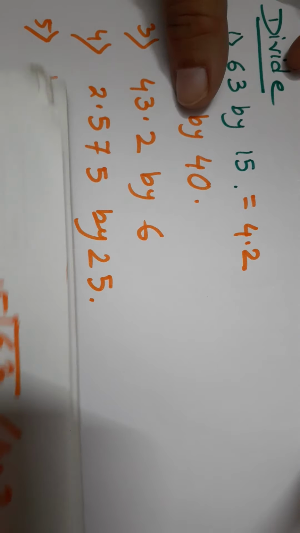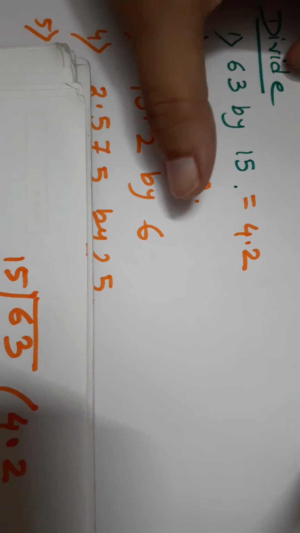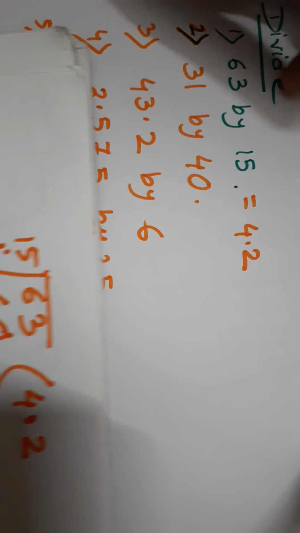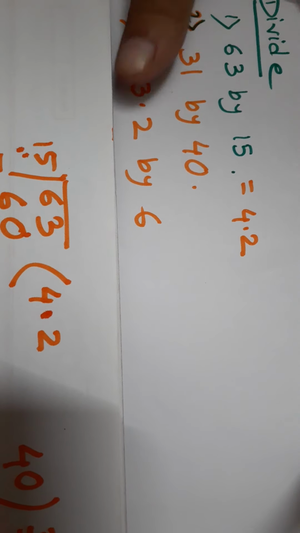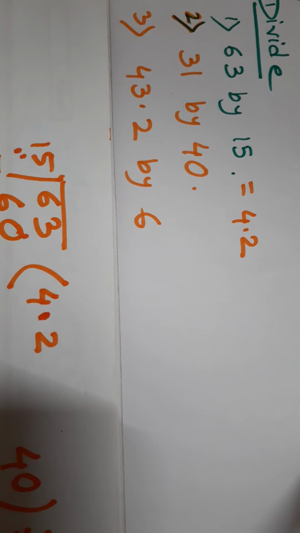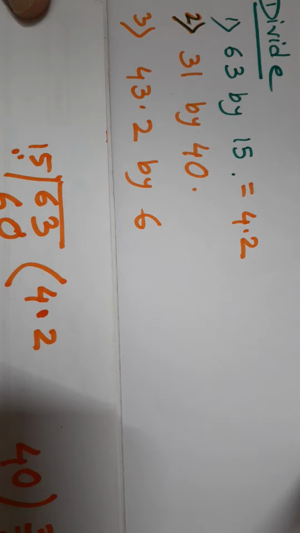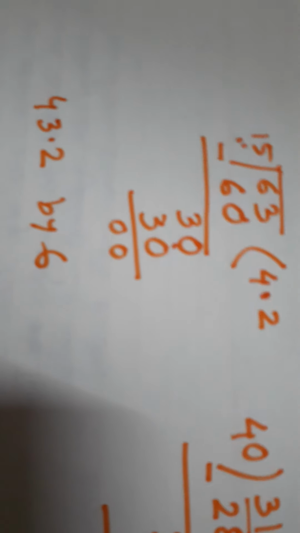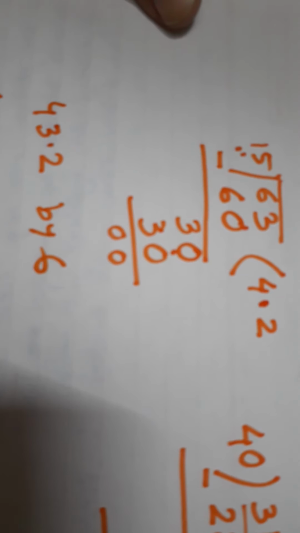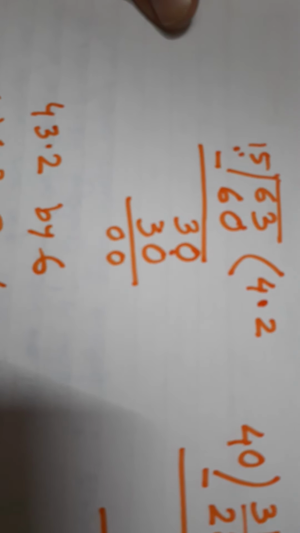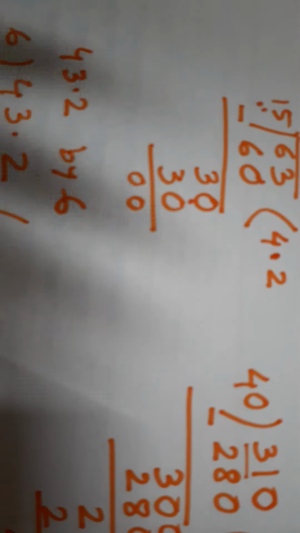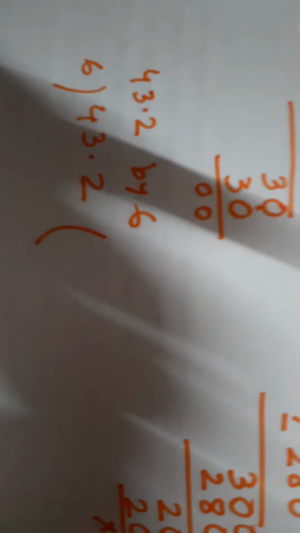Next question, let's see what the next question was. The next question was 43.2 by 6. See, this is given: 43.2. We are dividing 43.2 by 6. When we do this division, we can do it actually very easily.